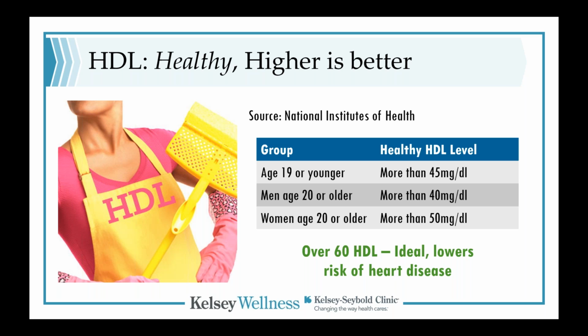As you can see here, the healthy markers are distinguished based on age and sex. Anybody under age 19, more than 45 is considered to be a healthy level. For men age 20 or older, more than 40 is considered a healthy level. And then for women over the age of 20, more than 50. Over 60, ideally, will lower risk of heart disease based on the latest studies. But this is just a chart to kind of give you a reference range.